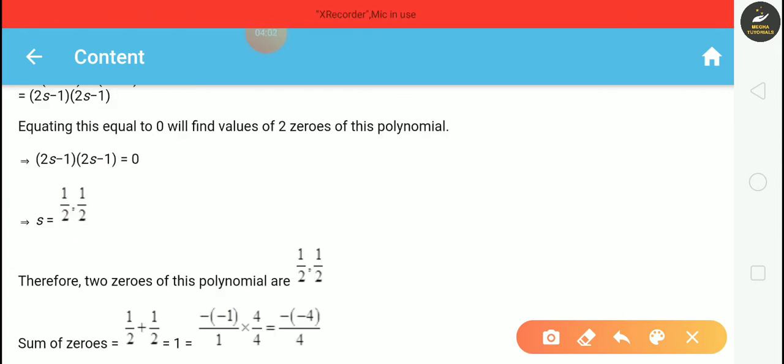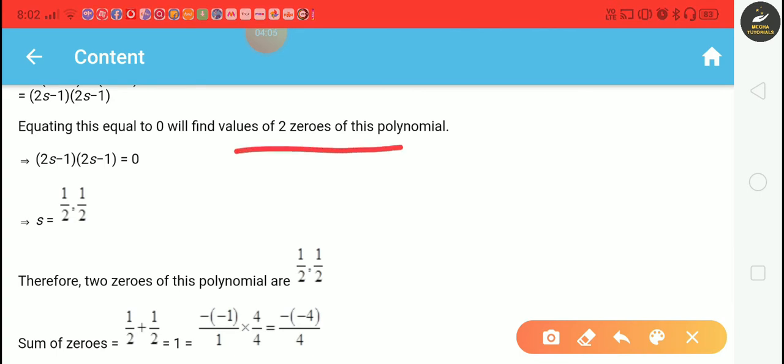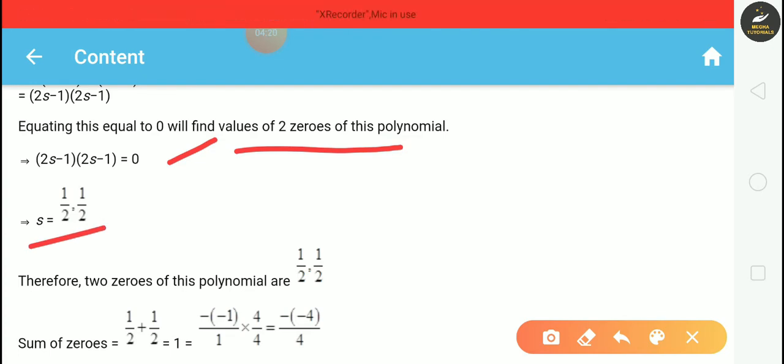Now we will equate this step with 0 to get the zeros of the polynomial. So (2s minus 1)(2s minus 1) is equal to 0. It means that 2s minus 1 is equal to 0 or 2s minus 1 is equal to 0. So we will get s is equal to 1 upon 2 or 1 upon 2. So the two zeros are 1 upon 2 and 1 upon 2.